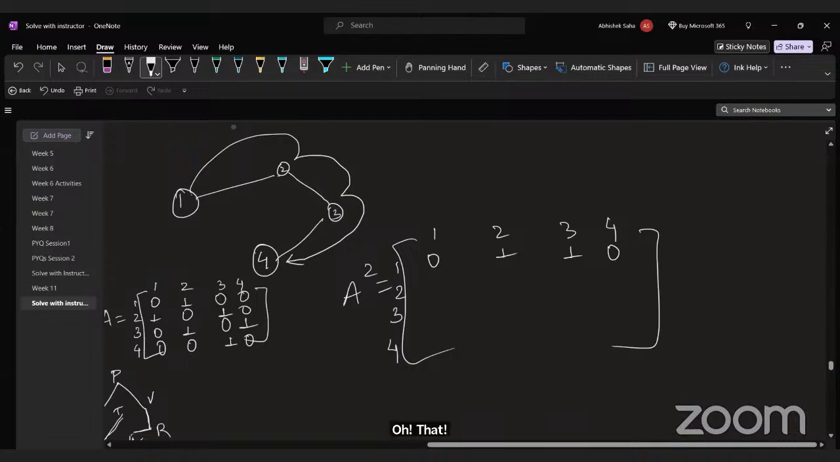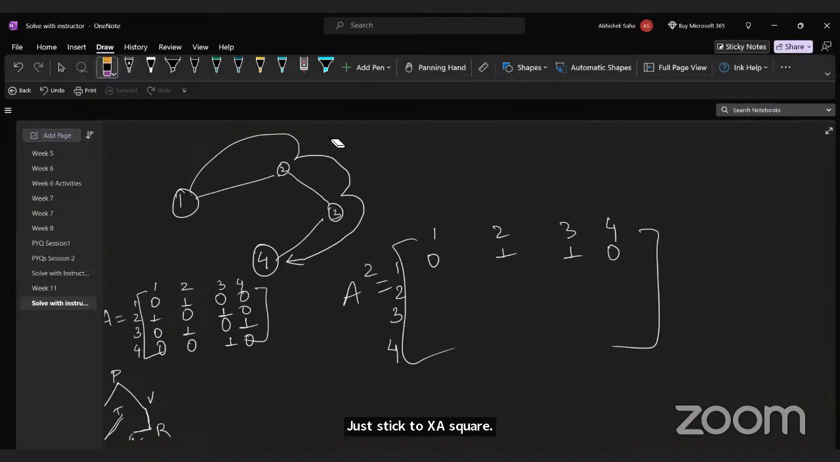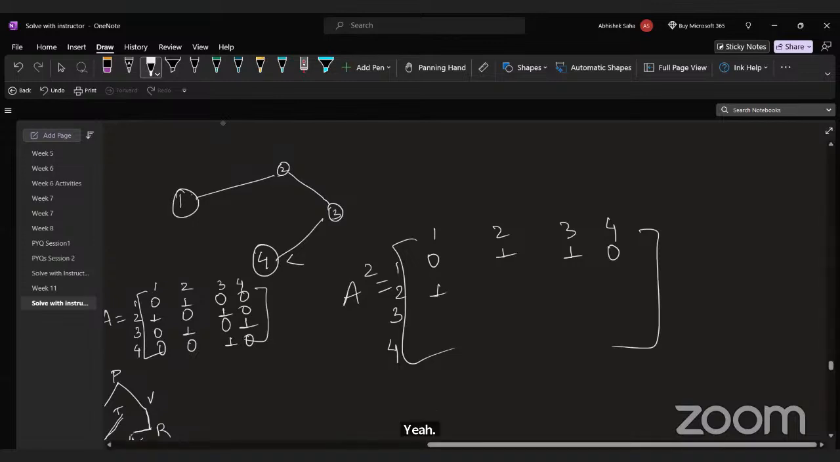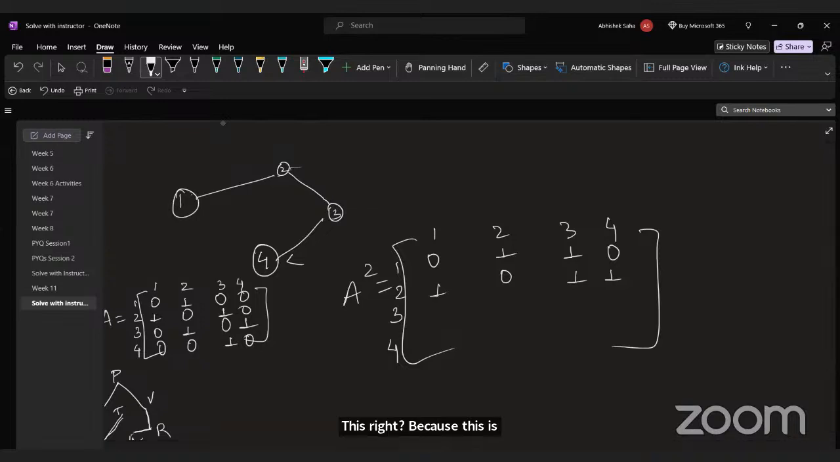But don't confuse them. Just stick to A squared. Tell them where from 1 anybody can go in 2 hops. For A squared you have to go one hop. In one hop, where can you go? Similarly, from 2 you can directly go to 1. From 2 you can go to 4. You can go to all the points except 3, because 3 is not directly connected. From 3 to 1 you can't go.